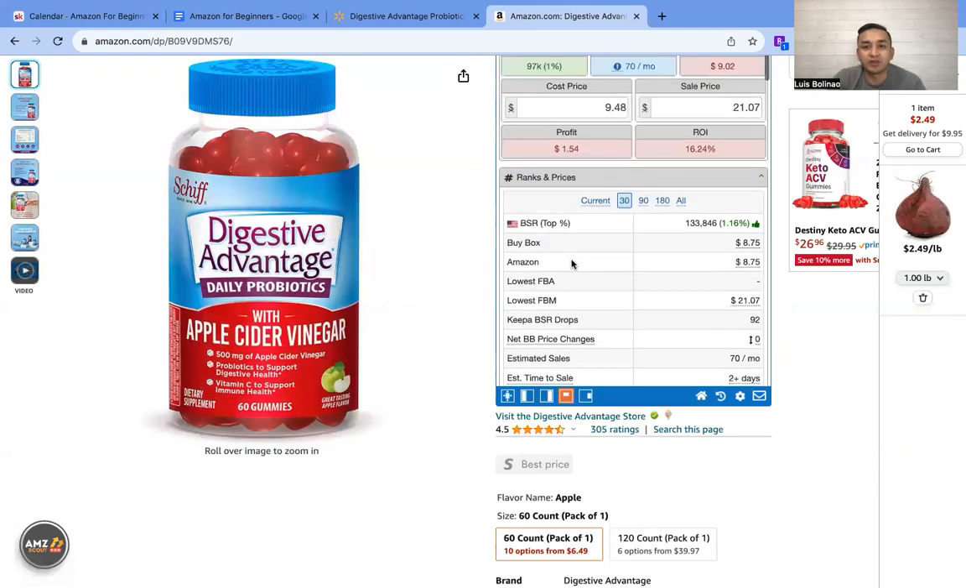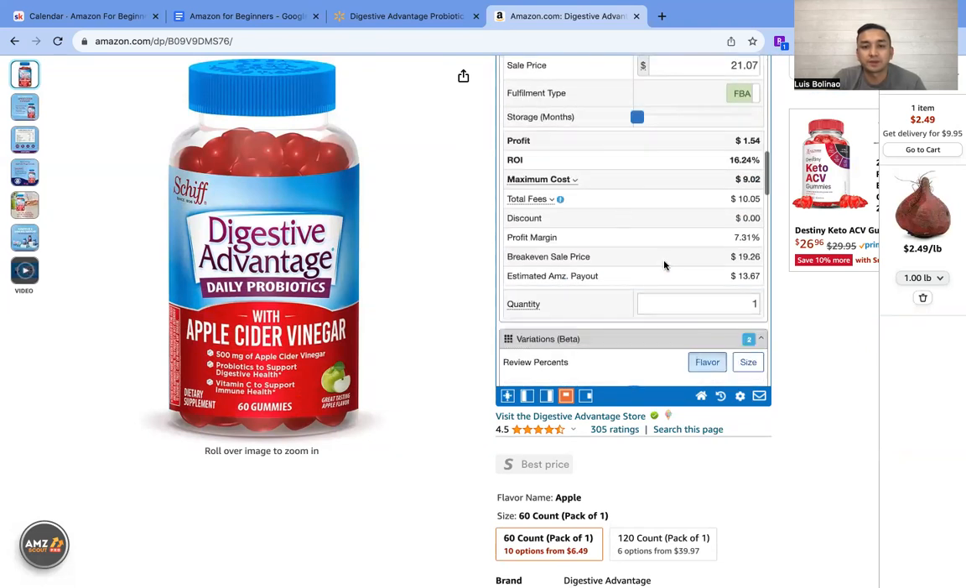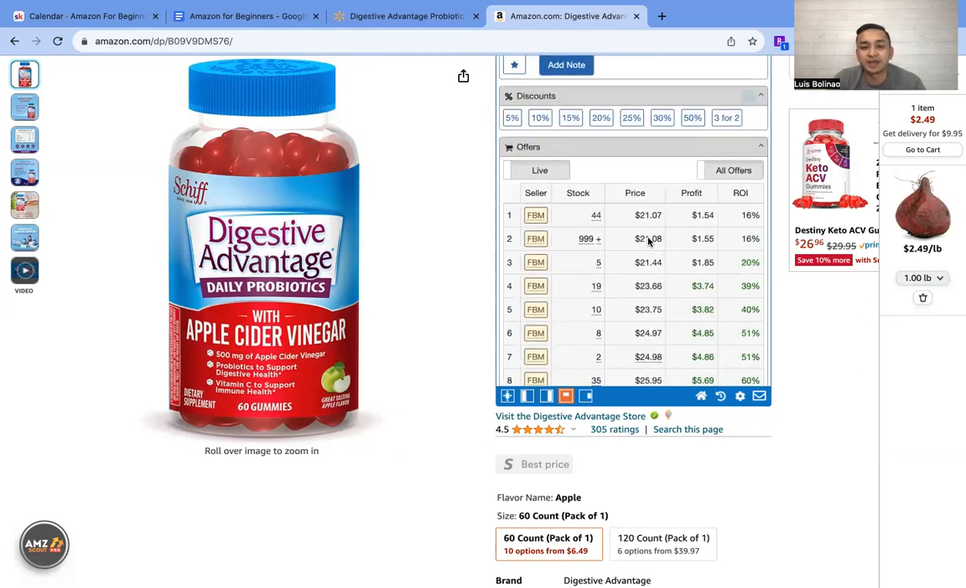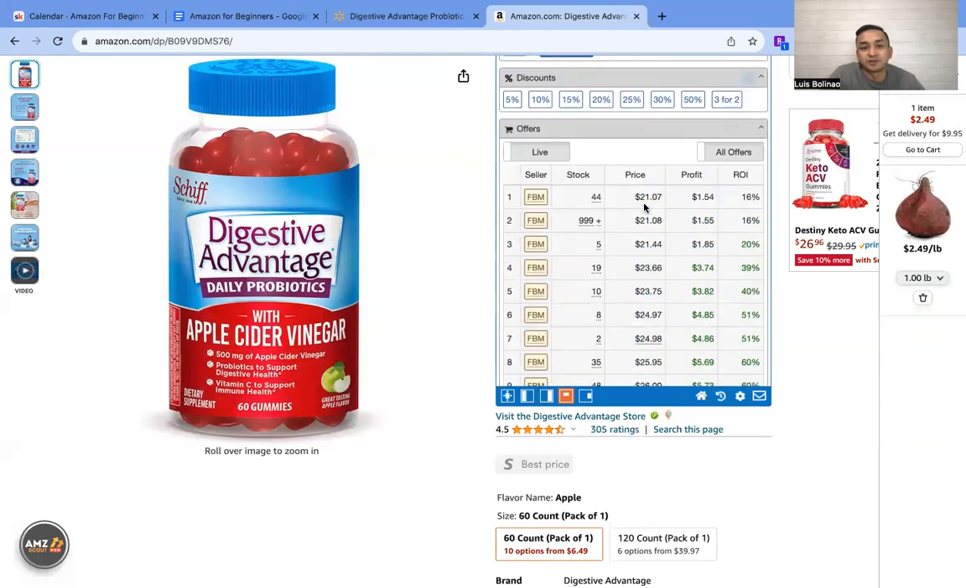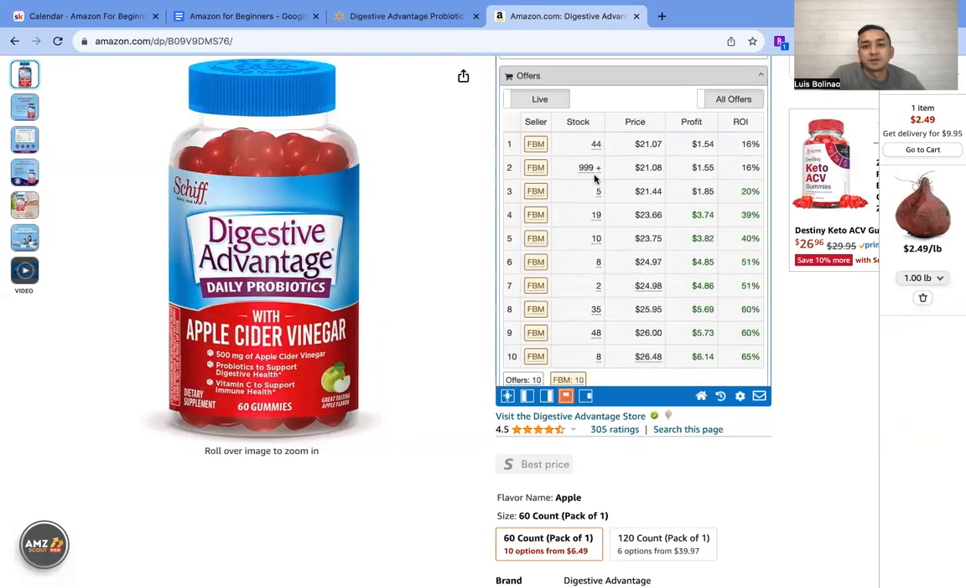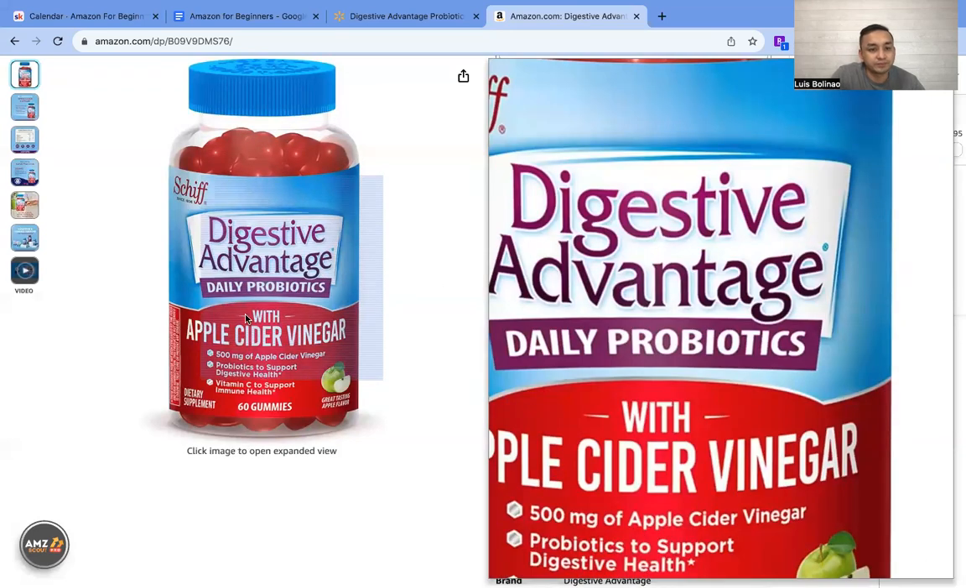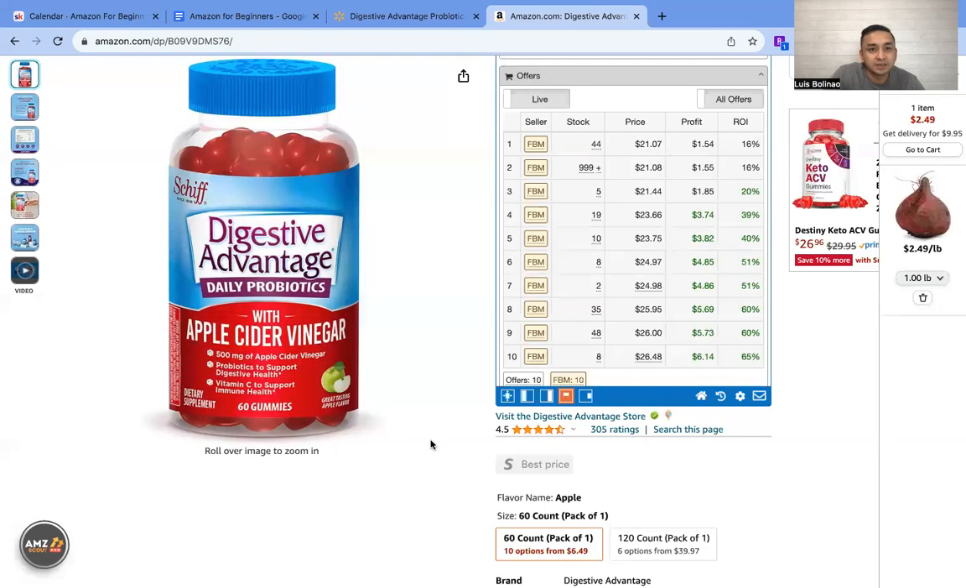So 70 sales a month at 16% ROI. Would you guys do it with this many people on the listing? No. Right. Because the ratio is kind of uneven, right? 70 sales with all these people. Unless you want to sit there and wait, you can, but obviously not. People want to get their money quicker.